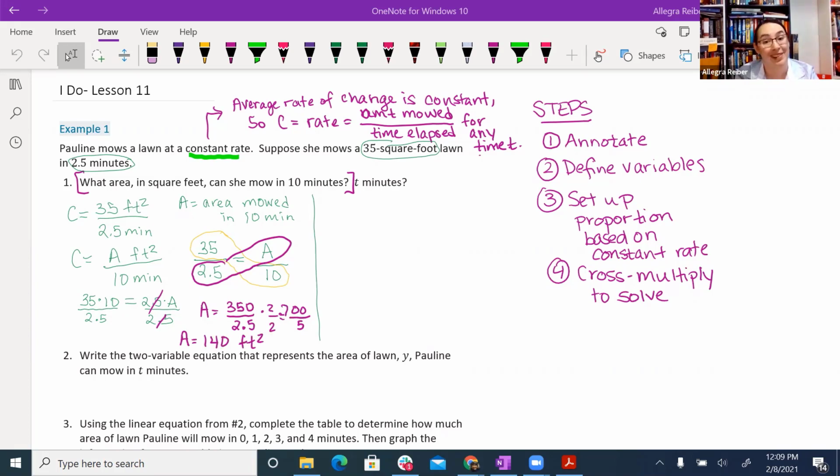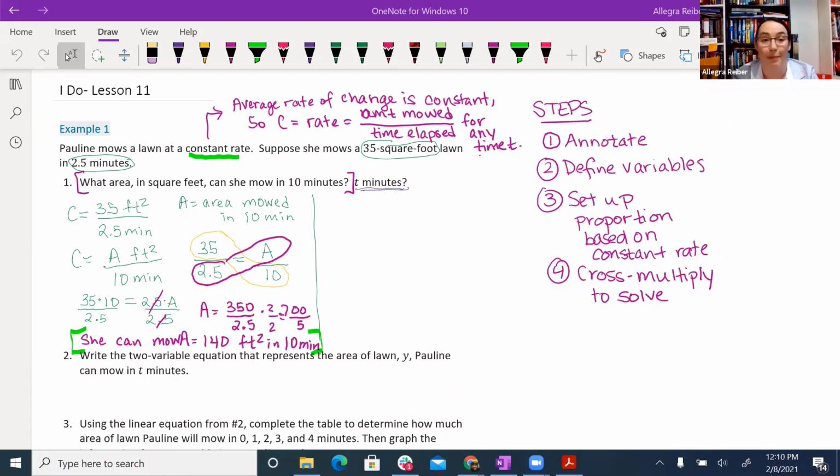So in writing a complete answer sentence for this problem, I would say she can mow 140 square feet in 10 minutes. And that is what my final answer would look like.